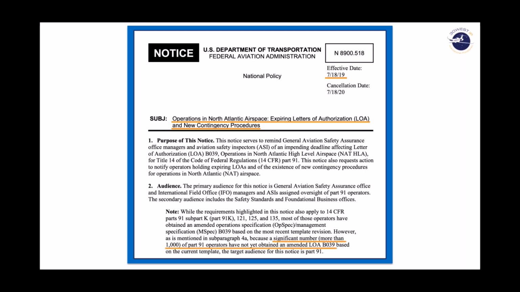There are more than 1,000 of these that are out there that have not been updated to the NAT HLA. They still say NAT MNPS. Those are all at Part 91 operators. I do believe that there's probably 200 or 300 that are part of flight departments that no longer exist, that weren't properly taken off the books. But nonetheless, there's a significant number of Part 91 operators that are operating with MNPS approvals.